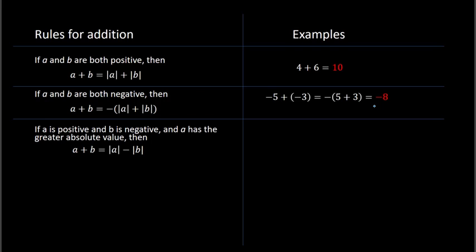Alright, if A is positive and B is negative, and in this case A has the greater absolute value, then what I do is I simply subtract the two absolute values from each other. So for example, we have 5 plus negative 3. So the absolute value of 5 is bigger than the absolute value of negative 3, because 5 is bigger than 3. So when I subtract, I just simply subtract 5 minus 3, and that gives me 2.